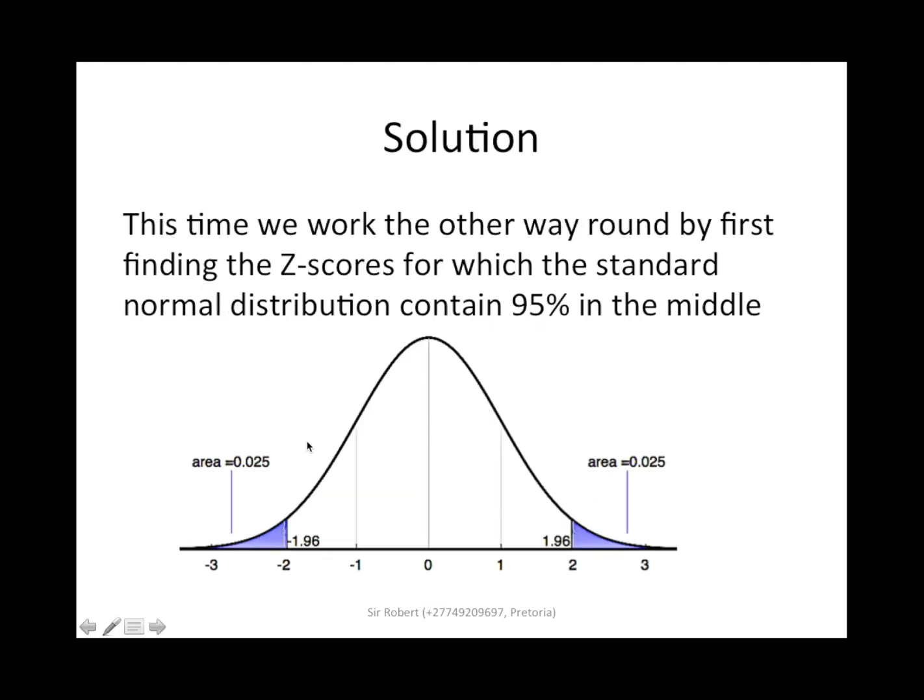So let's move on. This time we work out the other way around by first finding Z scores for which the standard normal distribution contains 95% in the middle. So if you go to 95%, it means that we are dividing this into 0.025 and 0.025. Remember the normal distribution is symmetrical. That's why if you find 0.025 on this end or on the other end, it will be negative on one side and positive on the other. So it will be just easier to determine this area because it's covered.